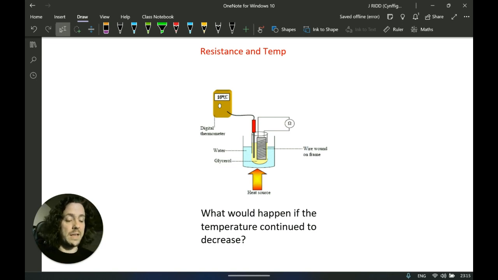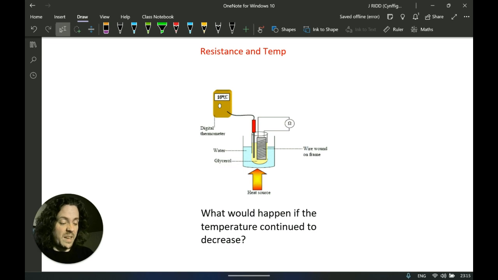wrap a length of wire around a frame, making sure that the wire doesn't touch itself, because obviously you can sort of, I guess, short it or reduce the length of it. You want a fair length of that wire in there, so you've got significant resistance. And then you vary the temperature by adding a heat source.